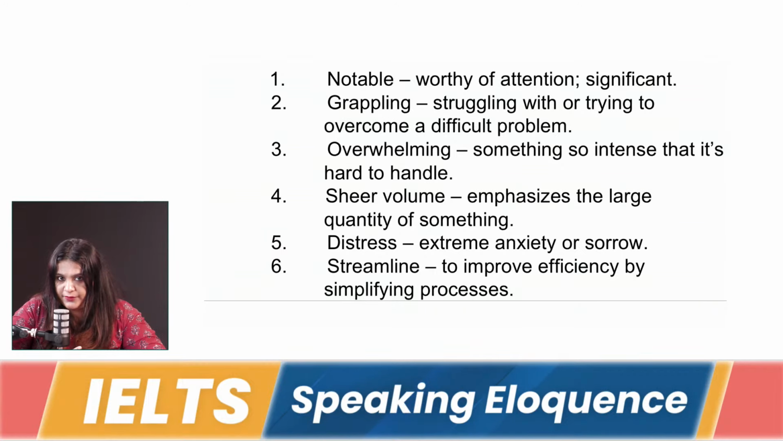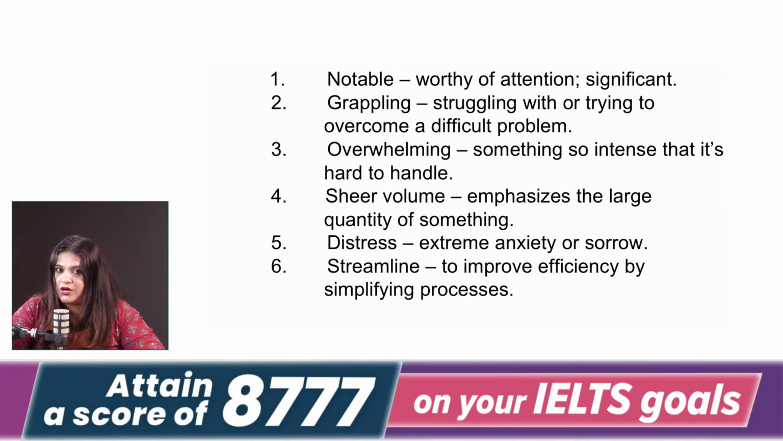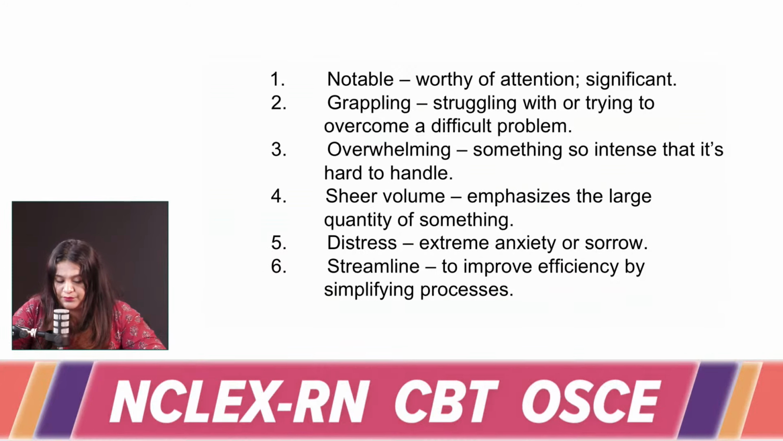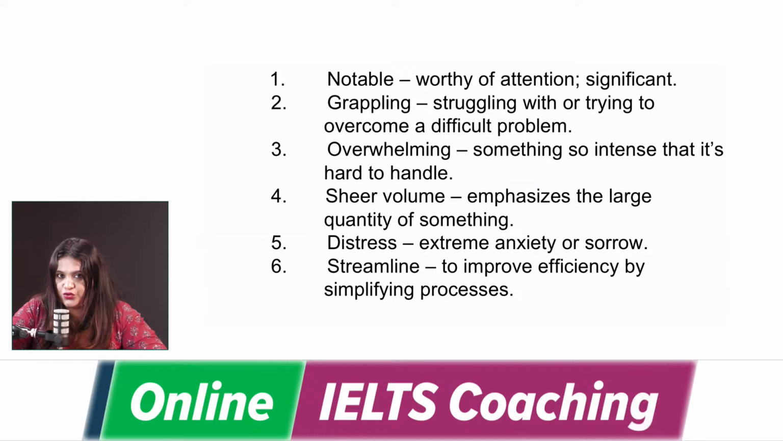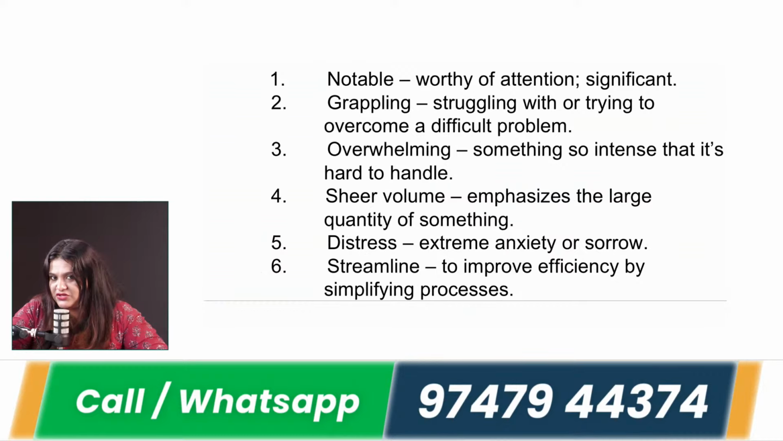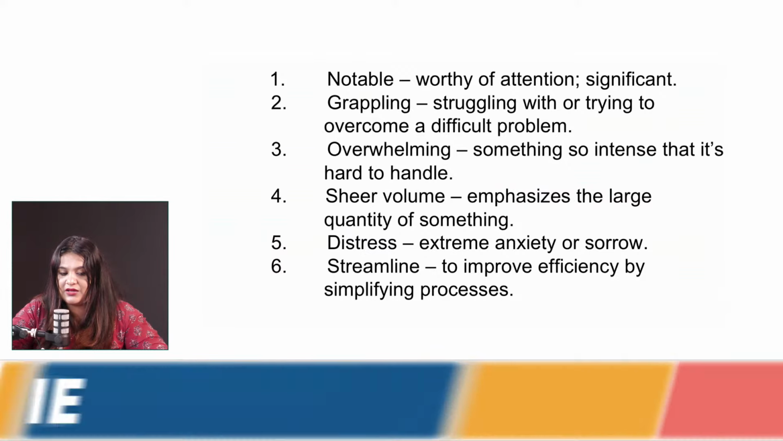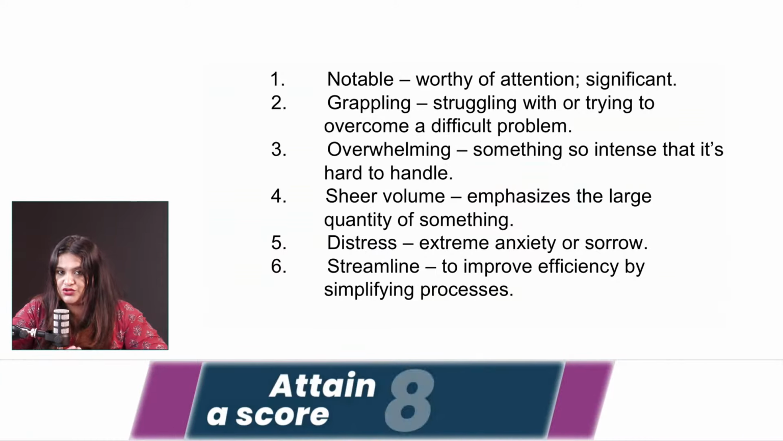Fourth one, sheer volume, emphasizes the large quantity of something. So instead of saying a lot of work, say sheer volume of work, which shows that there is a large quantity of something. Number 5, distress: extreme anxiety or sorrow. Distress means you're extremely anxious or going through a sorrowful situation. Sixth one, streamline: to improve efficiency by simplifying processes, to make something easy to work with using very simple processes. That is what is called streamline.